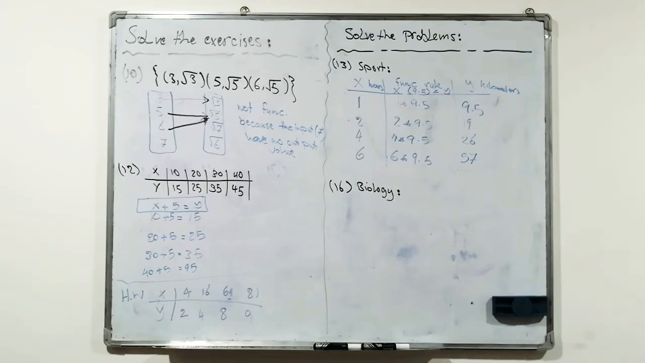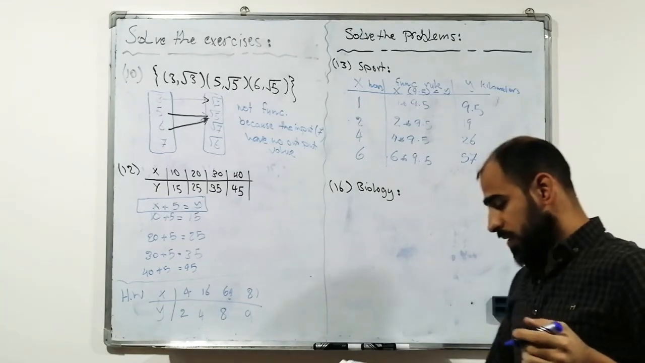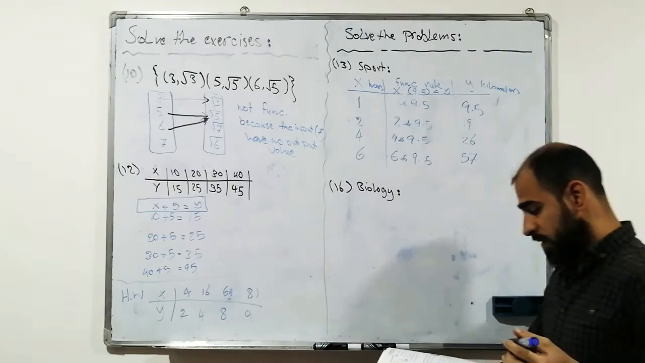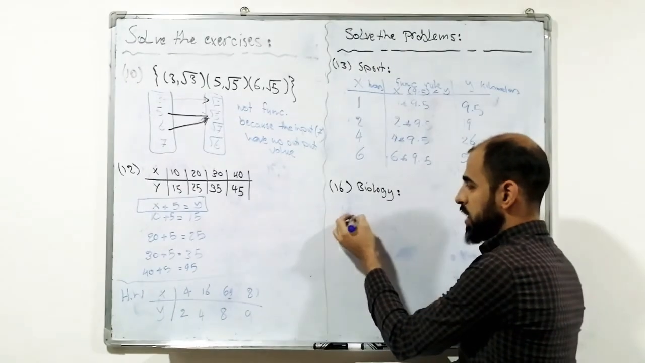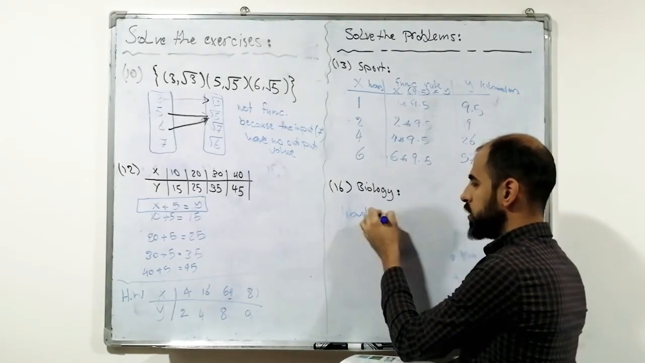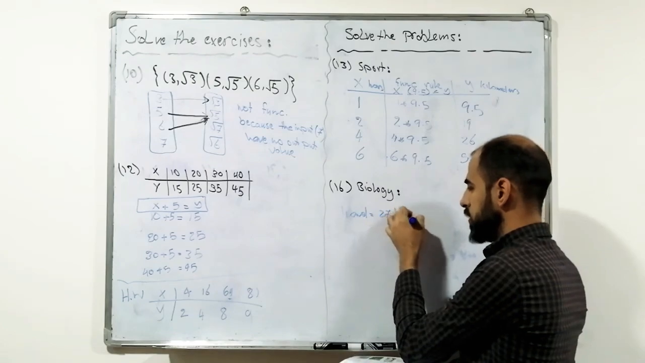Question number 16, biology. Each hand of a human body contains 27 bones. The hand of a human equals 27 bones.